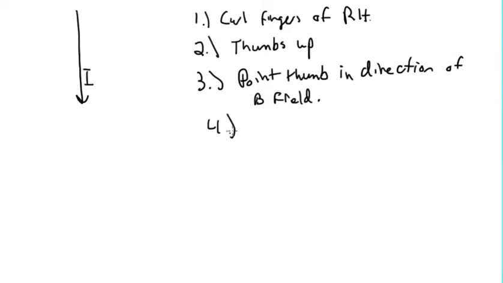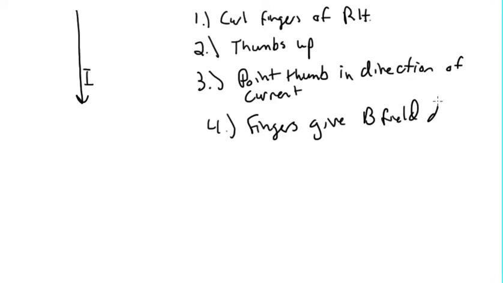And four, you're curled, point thumb in the direction of the current. My bad, I apologize. Direction of current. And now fingers give B field direction.